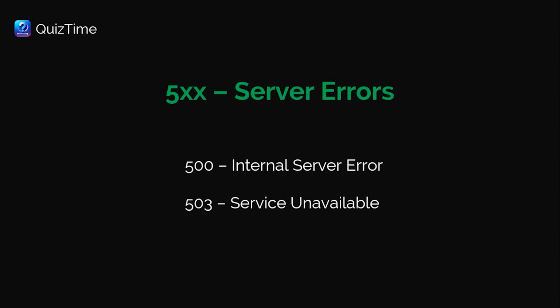Lastly, we have codes starting with 5. These codes mean that something went wrong on the server side. Here, the most common ones are 500 internal server error. This is a generic error when something crashes on the server. Next, 503 service unavailable. It is used when the server is down or overloaded.